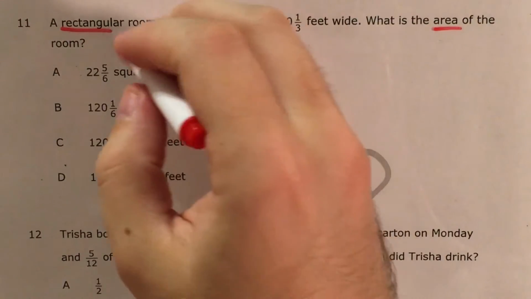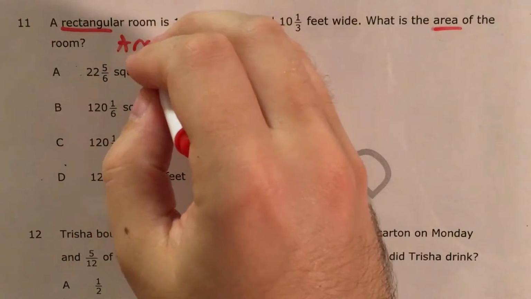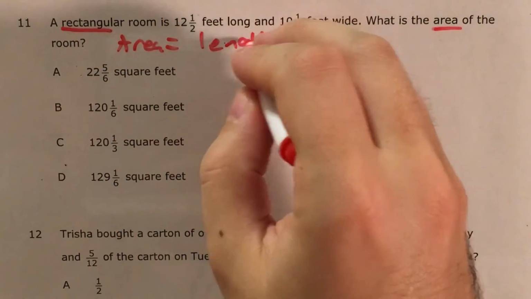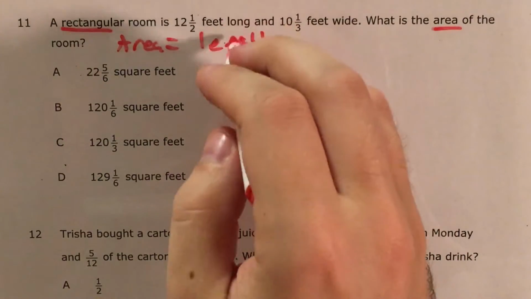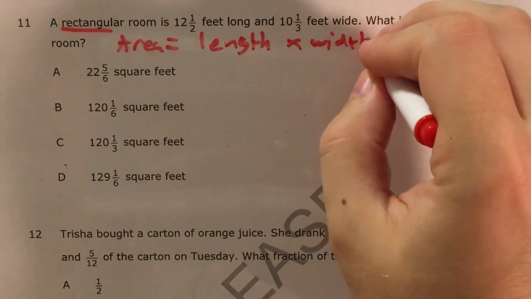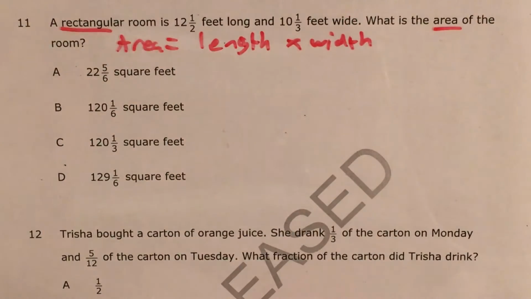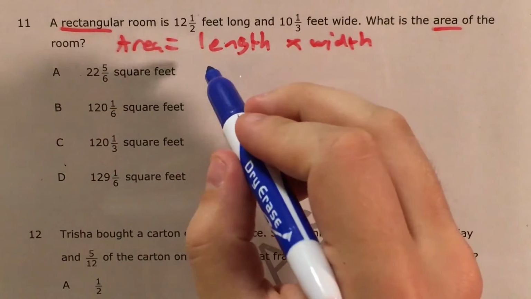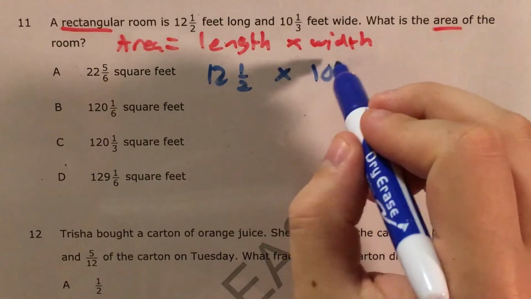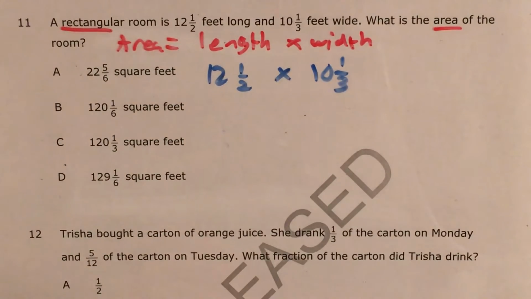When we talk about the area of a rectangle, the area is just length, which I intentionally wrote right under the word long, times width, which I intentionally wrote under the word wide. So that means we're going to have to take 12.5 and multiply it by 10.3.